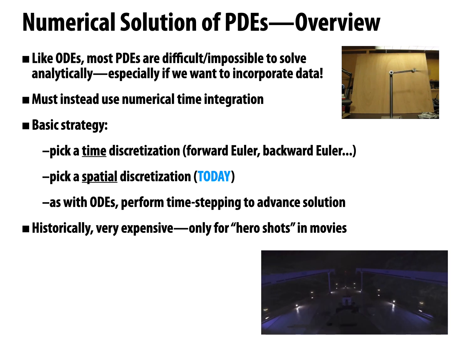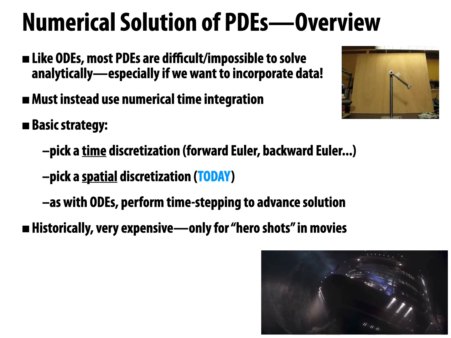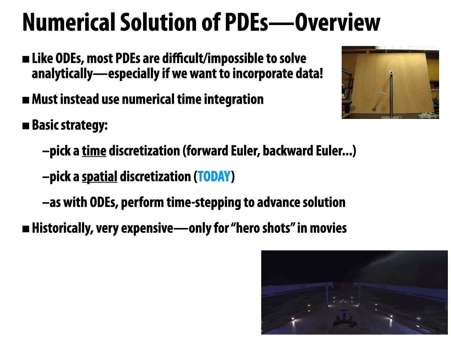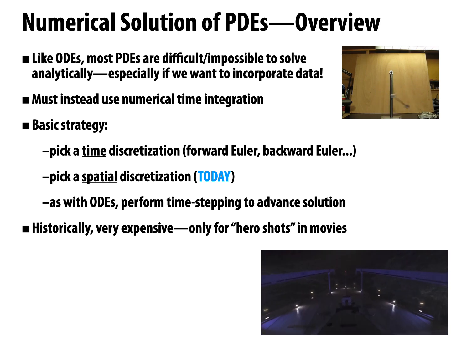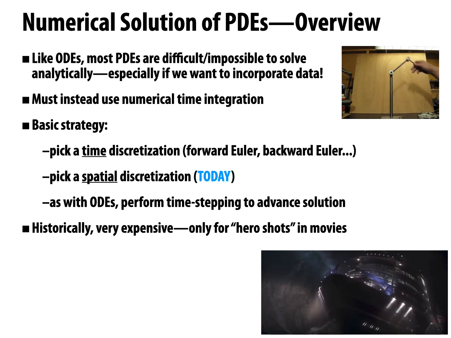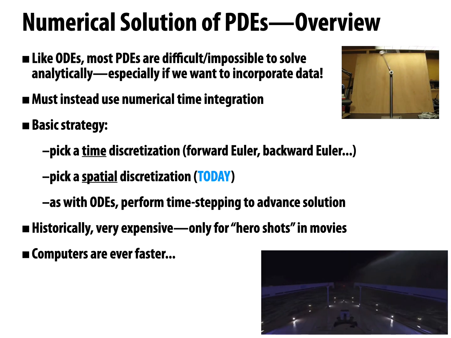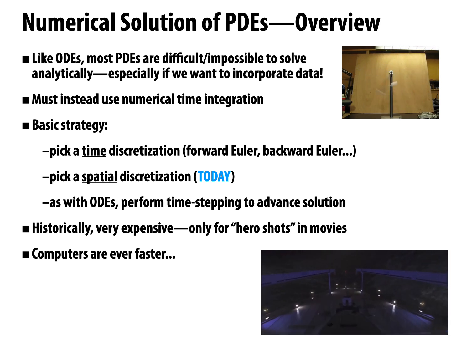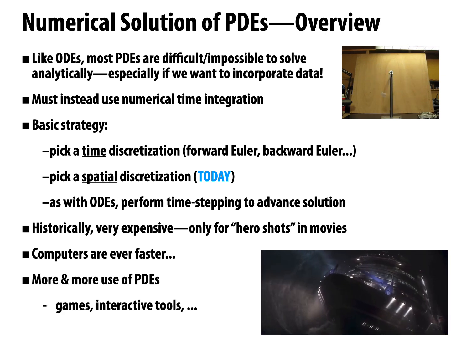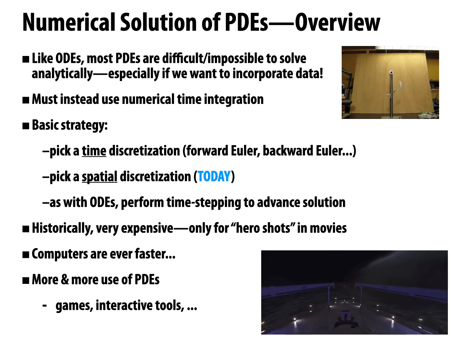So it was a long time before PDEs started to get used in the movies, maybe late 90s, early 2000s. And even then, people were only using them for real hero shots, really important moments in the movie, like there's a wave crashing into this boat in Poseidon, right? But computers are ever faster. People keep coming up with clever ways to make them faster and faster and faster. And so what we're seeing is more and more use of PDEs in animation and games and interactive tools and, well, anywhere that graphics is used.